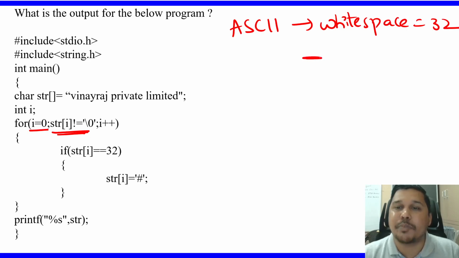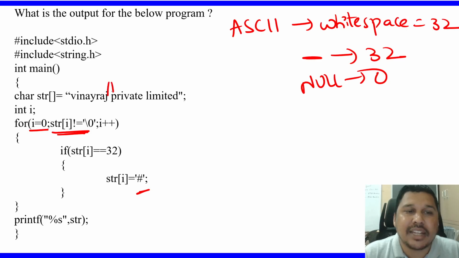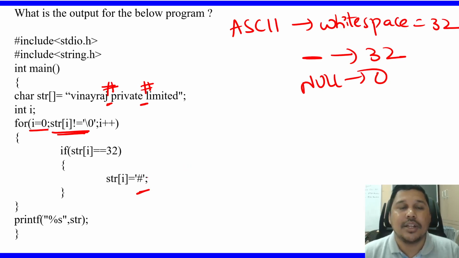Wherever there is a space, its ASCII value is 32. Like the ASCII value for null is 0, like that, for space the ASCII value is 32. So what we are saying here is, wherever there is a space, put hash and print that string. So the output becomes Vinay#Raj#Private#Limited, because there is a space here, there is a space here. Okay, so it's very important you remember the ASCII values of all the characters.